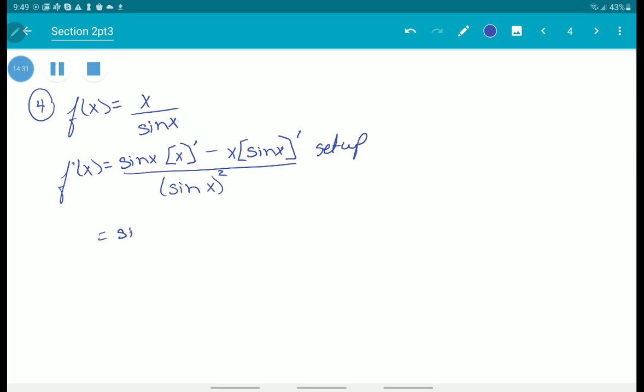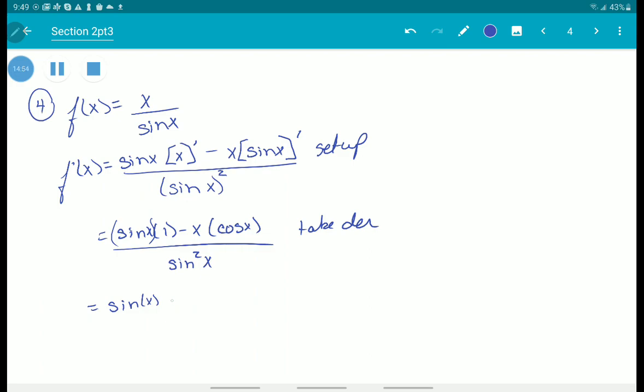I'm going to take some derivatives. Derivative of x is 1. Derivative of the sine is cosine of x over sine squared of x. And then we're just going to clean it up. So we have sine of x. Oops, I forgot the x right here. So sine of x times 1 is sine of x minus x cosine of x all over the sine squared of x. Okay, it doesn't look like we can simplify anything either, so that is our derivative, f prime of x.